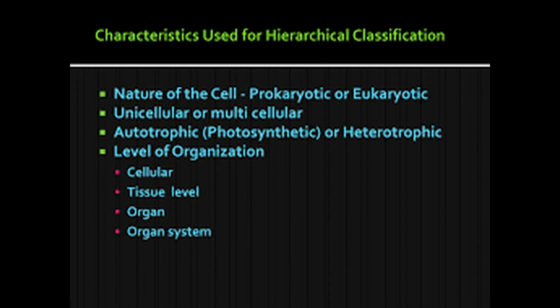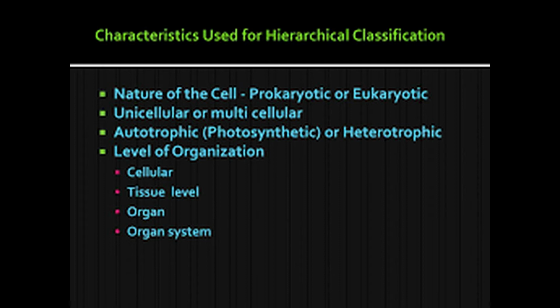Another thing is unicellular or multicellular. The organism which has only one cell, for example amoeba and paramecium, will be in one group, and the organism which has more than one cell will be multicellular. Then autotrophic or heterotrophic. Autotrophic means the organism which can produce its own food. Heterotrophic means the organism which depends upon other organisms. And level of organization.